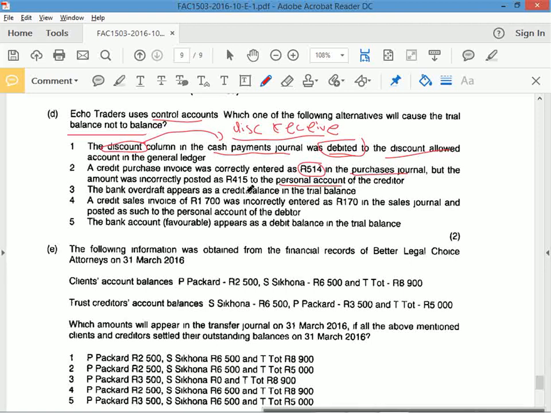The bank overdraft appears as the credit balance in the trial balance. The trial balance will balance. Okay, so those two will balance.